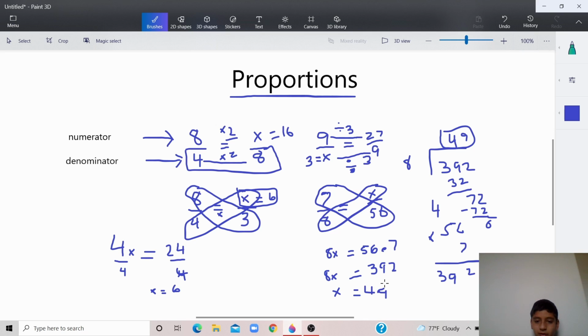To confirm that this is correct, let's try using the other method to see if we also get 49. When we multiply by 7, we get that 8 times 7 is 56, and we also see that 7 times 7 is 49. So we can confirm that 49 is the correct answer.